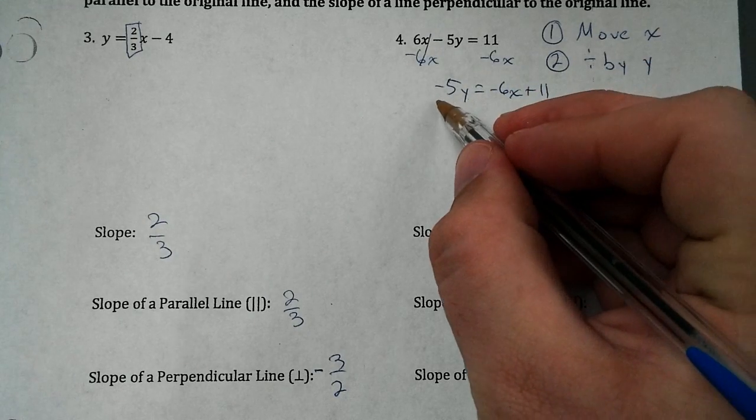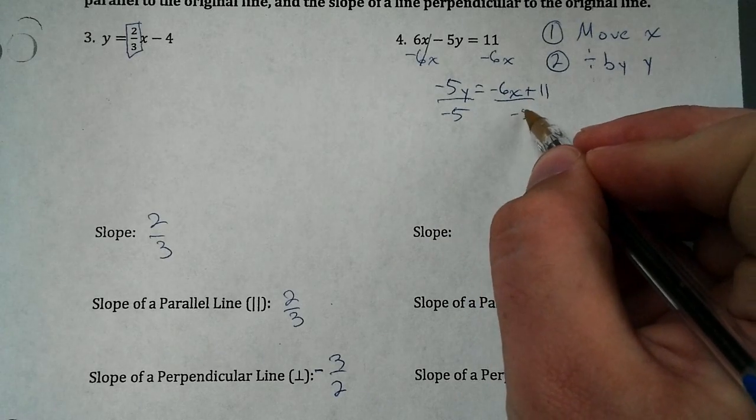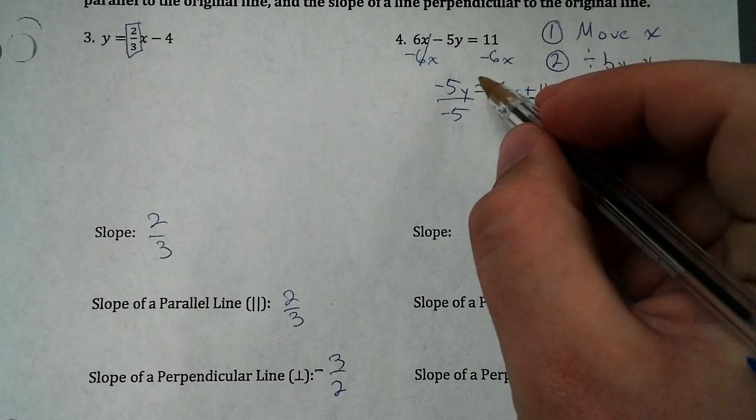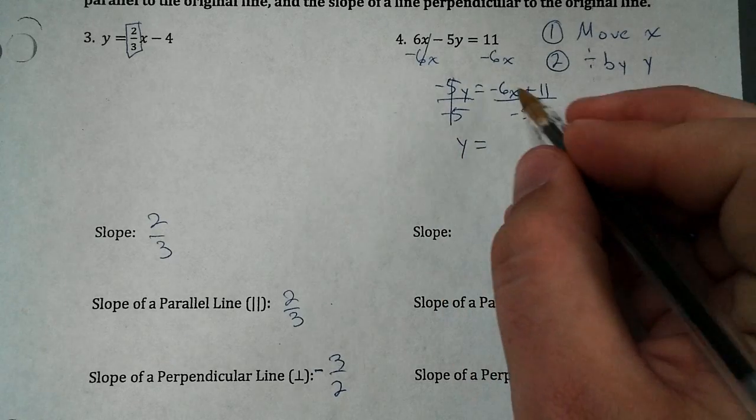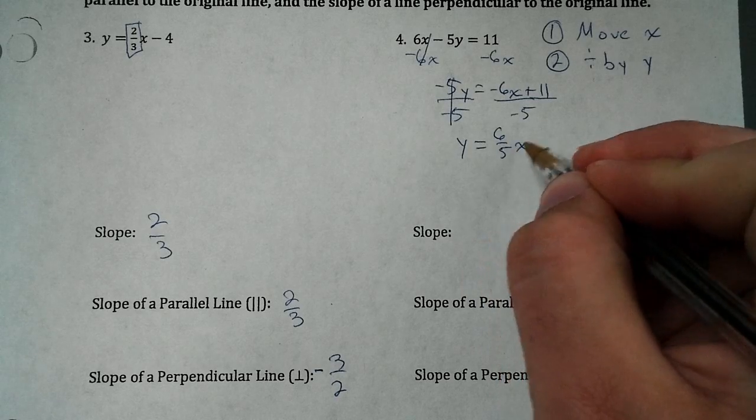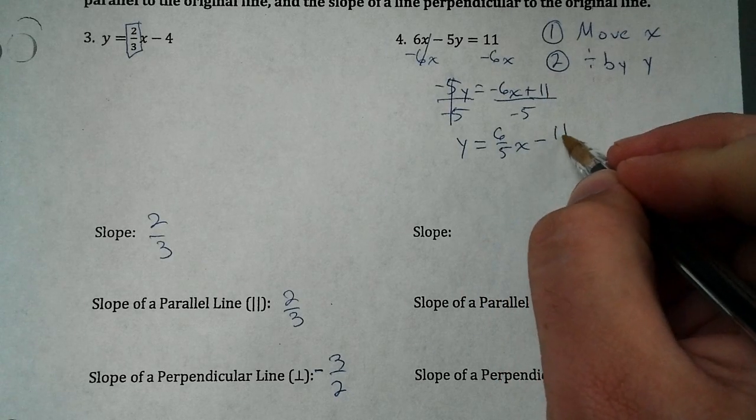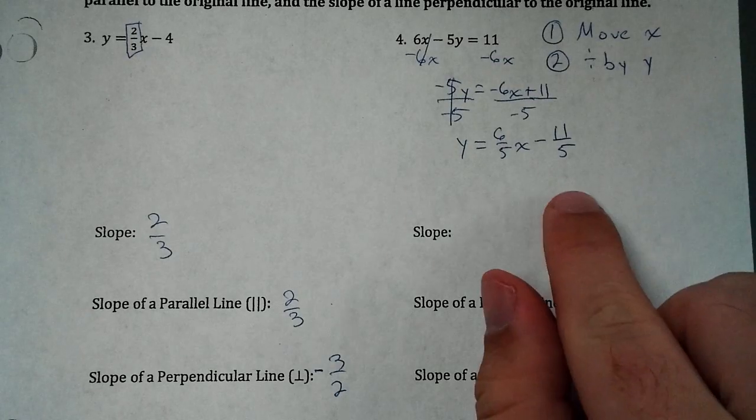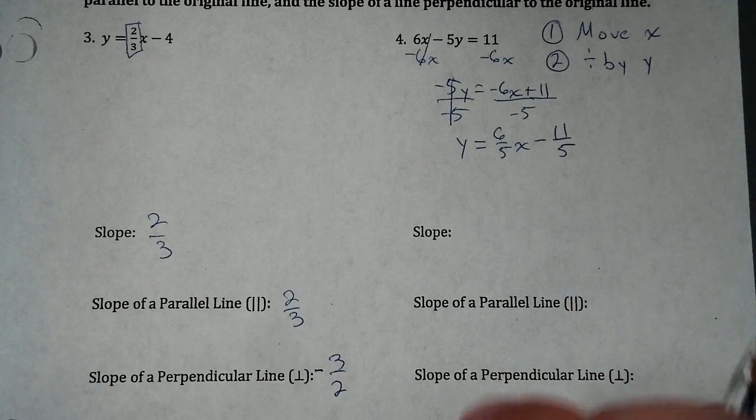And then I'm going to divide by the number with y. So divide by negative 5. Make sure you divide both numbers by negative 5. So these cancel. We get y equals a negative divided by negative, which is positive 6 over 5. 11 divided by negative 5 is negative 11 over 5. If it doesn't simplify to a whole number, just leave it as a fraction.